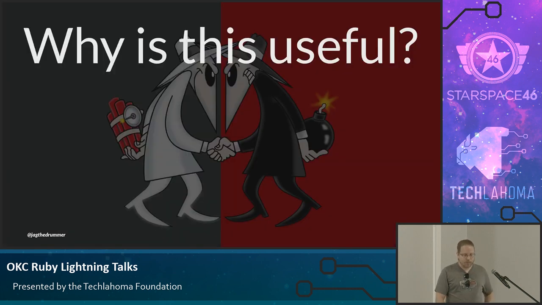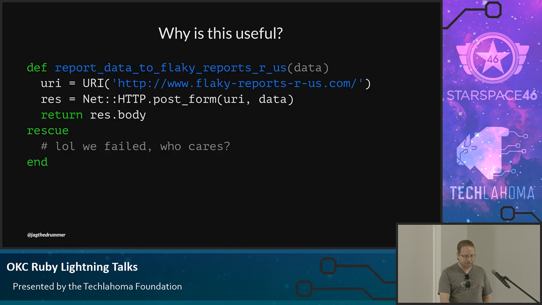So why is this useful and how would you use it? So let's say that you had a function that looks like this somewhere in your code. You're trying to take some data and trying to report it to flakyreportsrus.com. And one of the features of Flaky Reports R Us is that their service is just flaky. You can't really depend on it. It fails a lot of the time when you try to call and send them something.